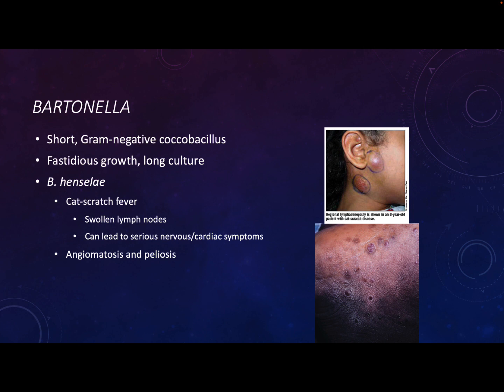There's also a song called Cat Scratch Fever, so you can listen to it if you want. I don't think it's about this infection. I actually don't know what the lyrics are, but I do know there is a song called Cat Scratch Fever.